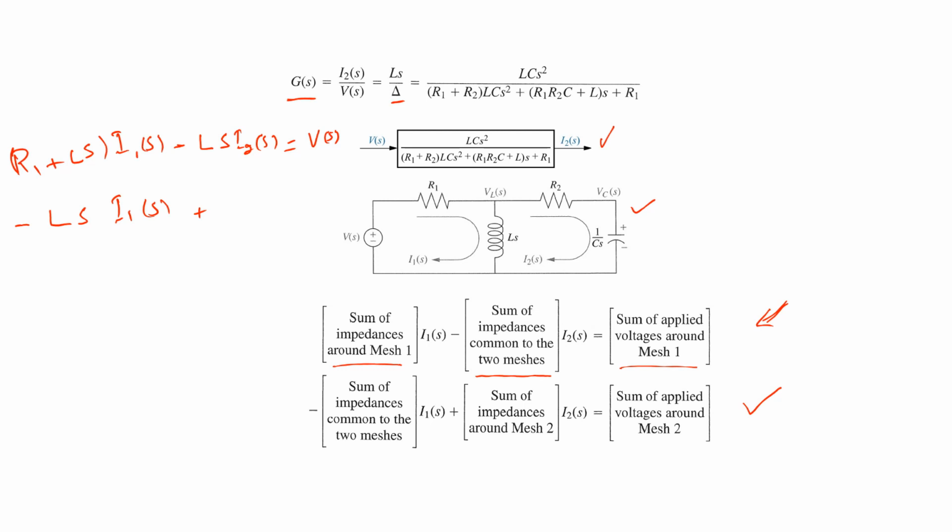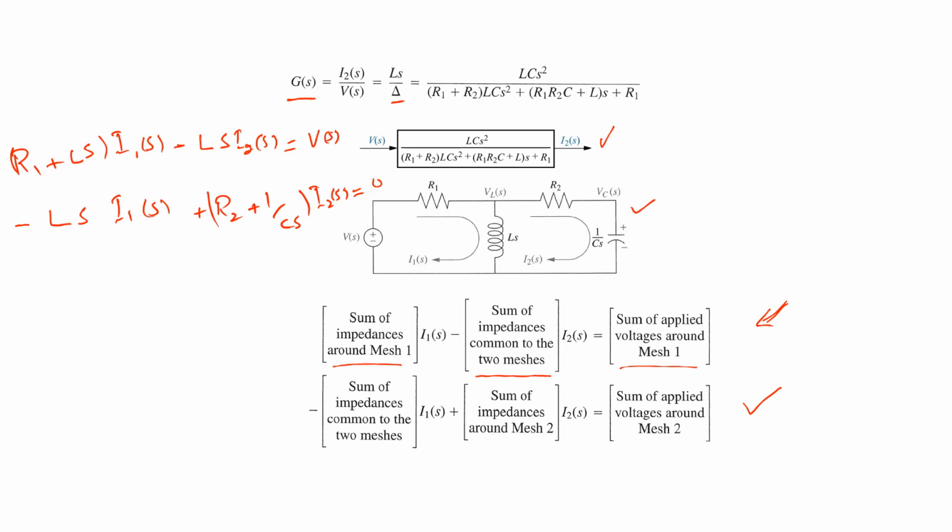and plus sum of impedances around mesh 2, which are R2 plus 1 by Cs multiplied with I2 of s equals to sum of applied voltages around mesh 2, which are 0. So you can verify that these two simultaneous equations are exactly the same we found in the previous slide.